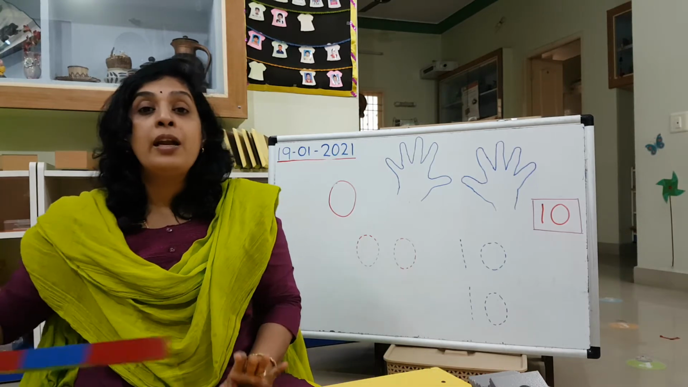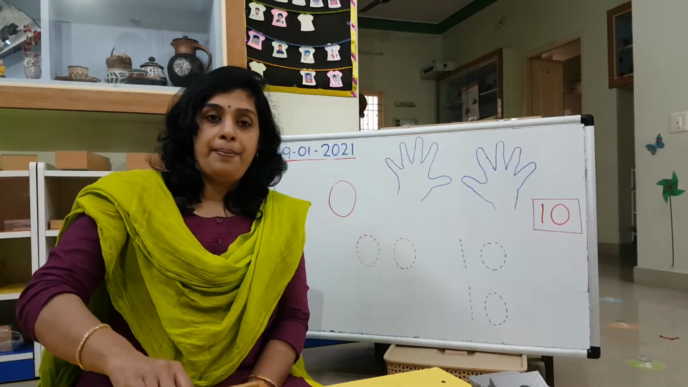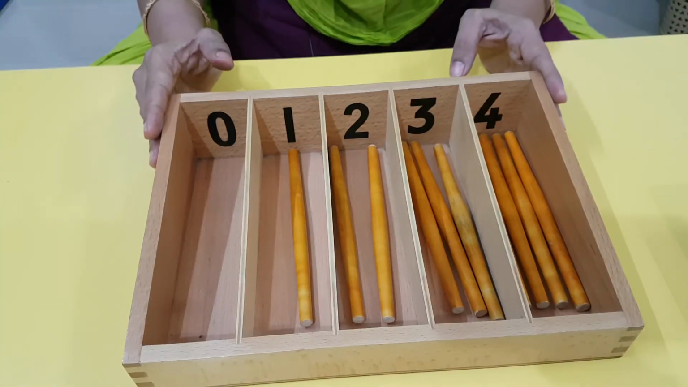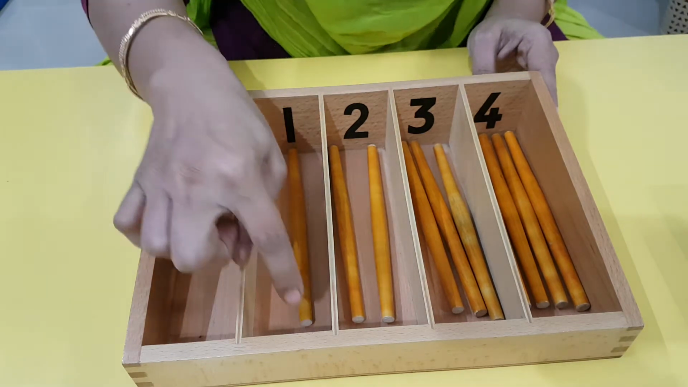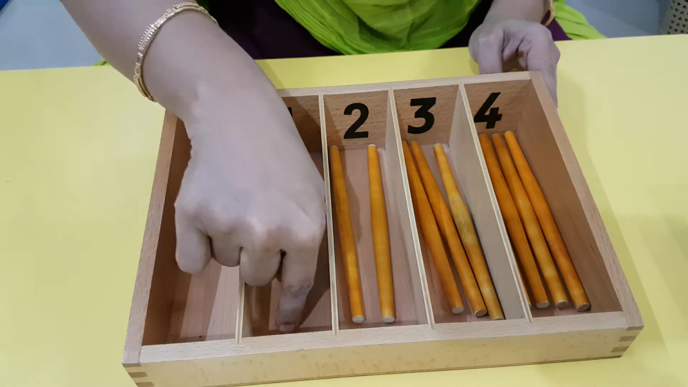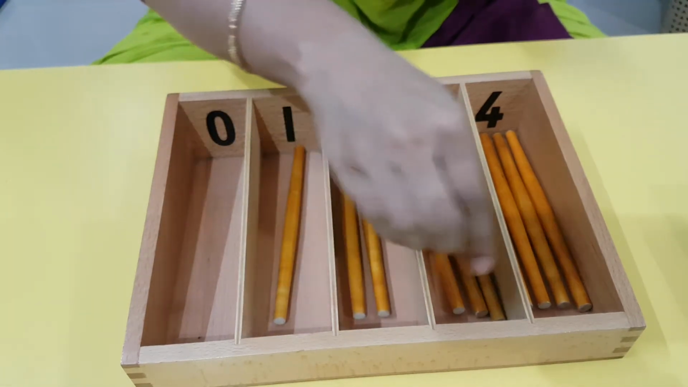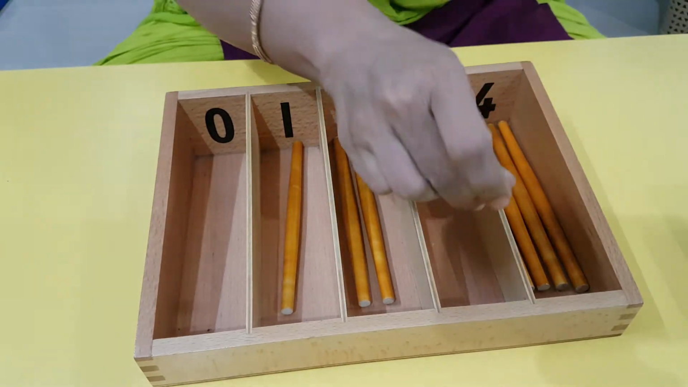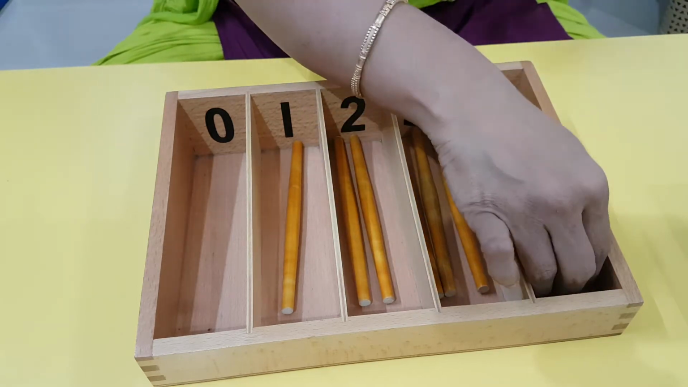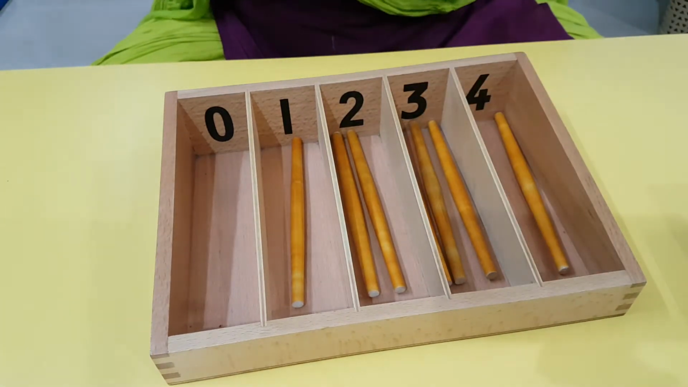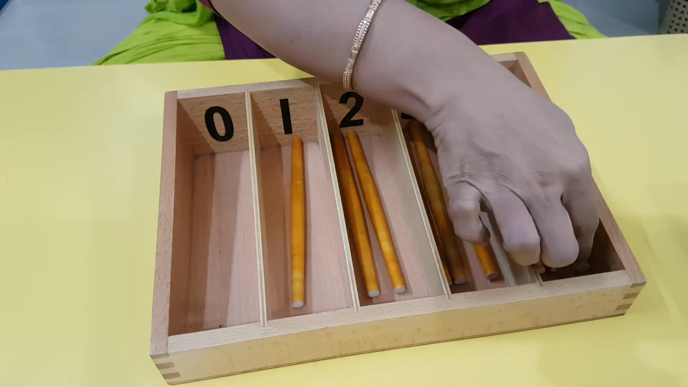Remember the material spindle box that we had? Take a look at it. In the spindle box, you had these compartments for 1, 2, 3, 4. And in 1, you had put 1 spindle. And in 2, there were 1, 2. And in 3, you had put 1, 2, 3. And in 4, you had 1, 2, 3 and 4.